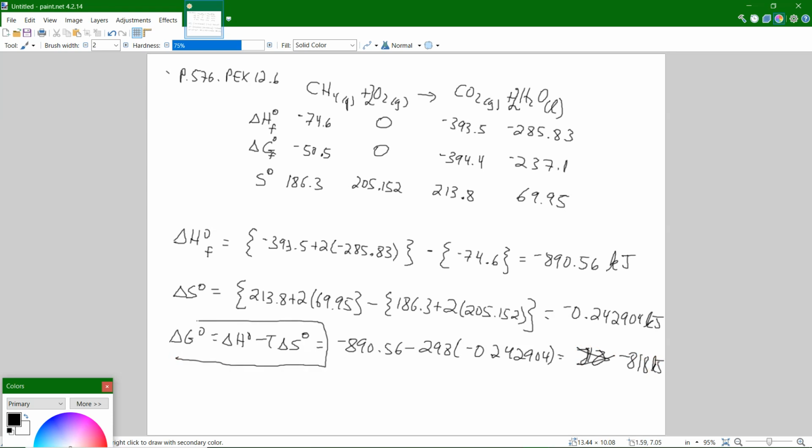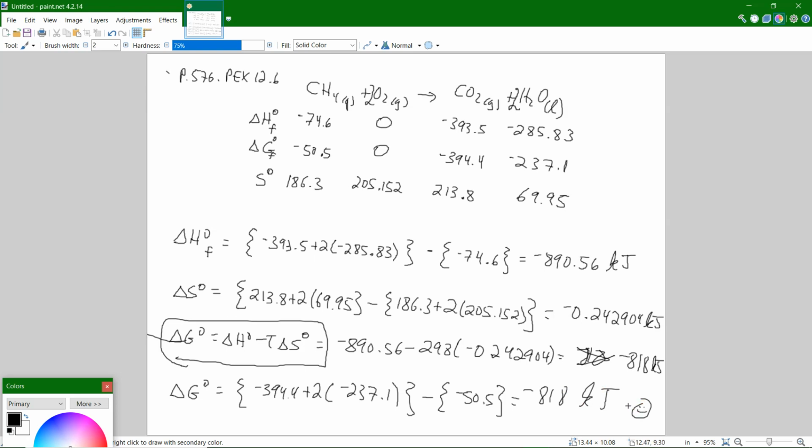So that's one way to do it, using the Gibbs-Helmholtz equation. The other way is using the delta G naughts of formation, which we're given here nicely. The delta G naught of formation for CO2 is minus 394.4 plus 2 times minus 237.1 minus minus 50.5. Hopefully that'll get pretty close to the same answer as before. So minus 394.4 plus 2 times minus 237.1, plus 50.5, is minus 818 kilojoules. Hooray!